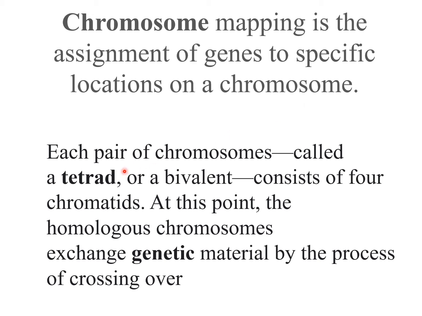Now, why do we call it a tetrad? See, each pair of chromosomes is called a tetrad or a bivalent. It consists of 4 chromatids, because before it undergoes division, either meiotic or mitotic, the DNA replicates itself and therefore results in the formation of sister chromatids. So there are two homologous chromosomes, each having two sister chromatids. So here in total it consists of 4 chromatids.